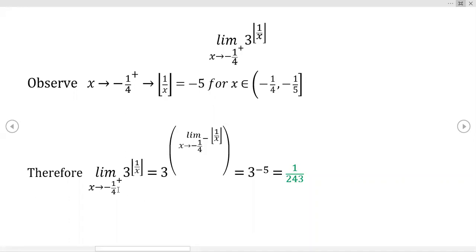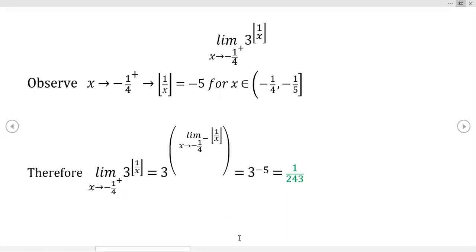So therefore, the limit as x approaches -1/4 from the right. Now I did this just brazenly. You know how in calculus you can put the limit inside as long as both functions are continuous. Well, I'm going to make the assumption all those conditions are met, but it does work out very nicely here. What I did is I simply substituted -5 in, because that's what the floor of this is in this particular interval, and that gives us the right-handed limit of 1/243. Okay, 1/243, a pretty small number.